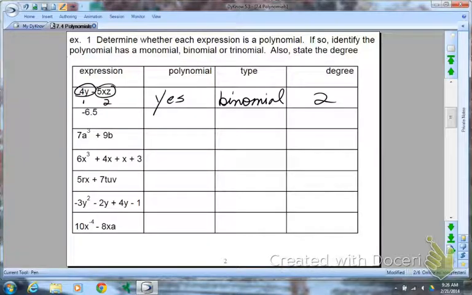Negative 6.5. Is that a polynomial? Actually, it is. A polynomial can be one term, and it can be just a number without a letter. So you've seen these numbers forever, but you never knew that was called a polynomial. But yes, it is a polynomial. And what type is it? A monomial. Now, if it doesn't have a variable, it does not have a degree. So the degree is 0.